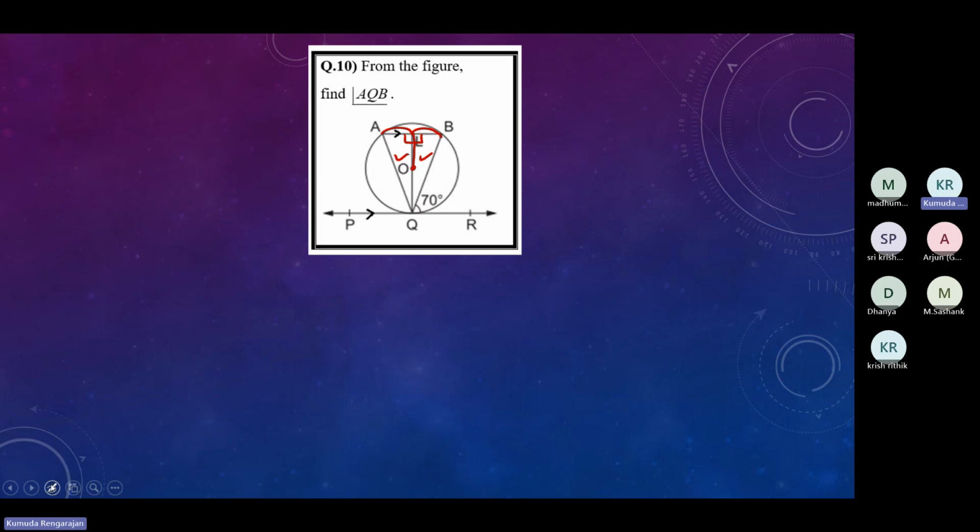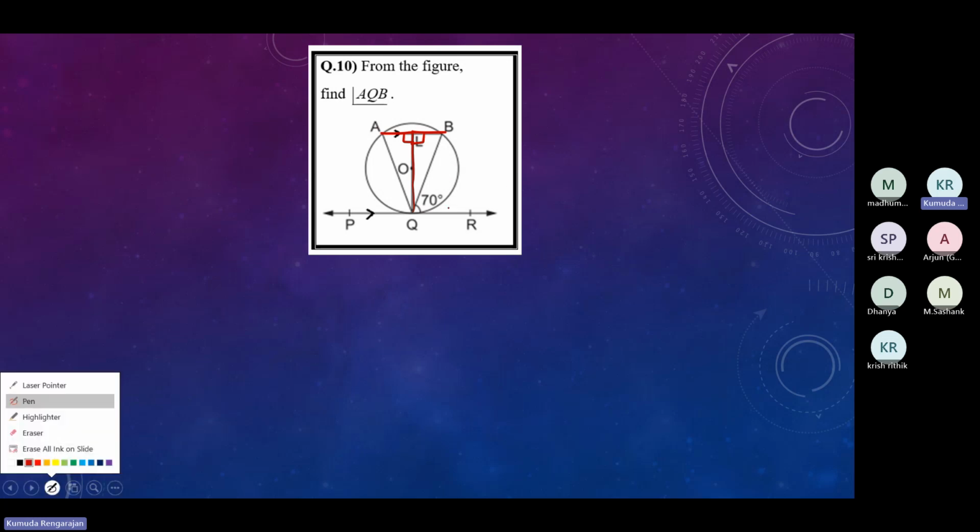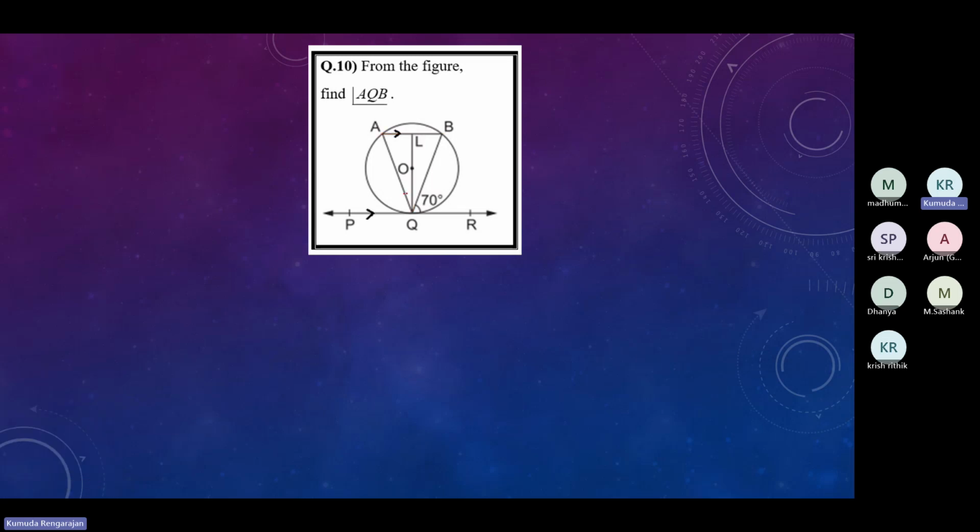In the two triangles, this one is the common side. 90 here, 90 here. And then this segment is equal to this segment. So by the SAS congruence criterion, the two triangles are congruent. CPCT, we have this angle equal to this angle. This is 20, so this is also 20, so 40. AQB is 40.